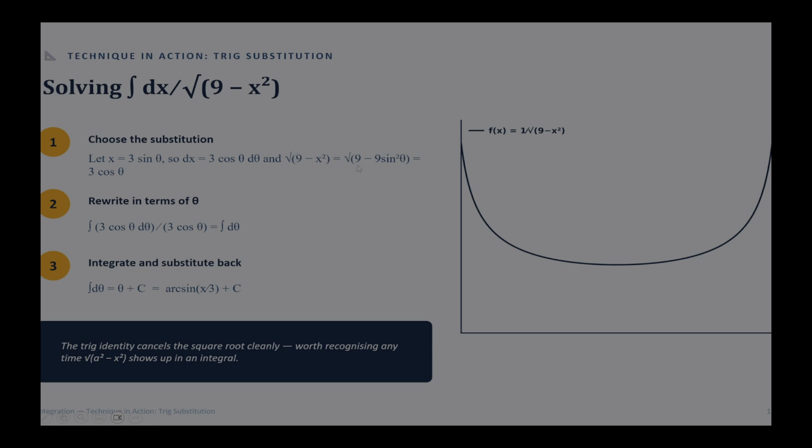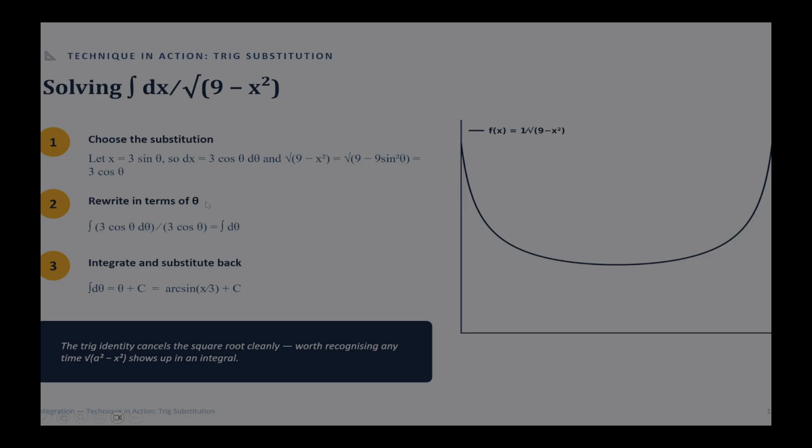So square root of 9 minus x squared equals square root of 9 minus 9 sine squared theta. When you substitute x squared, x is 3 sine theta, so you get 9 sine squared theta. Take 9 out, it becomes 3, and inside is 1 minus sine squared, which equals cos squared. You remember when you were learning, sine squared plus cos squared equals 1. Substitute that and you get 3 cos theta.